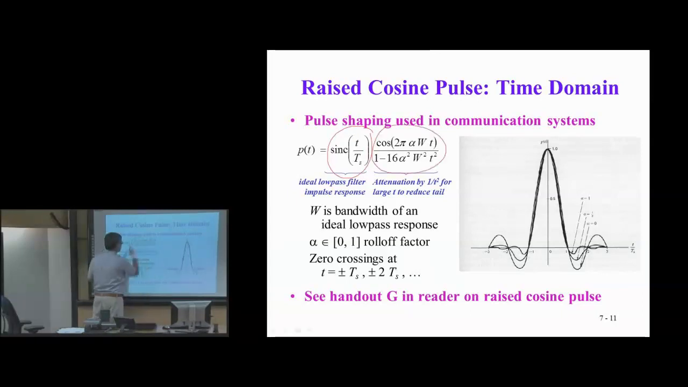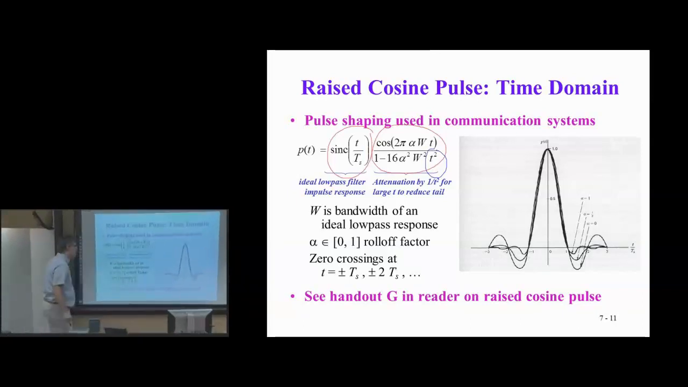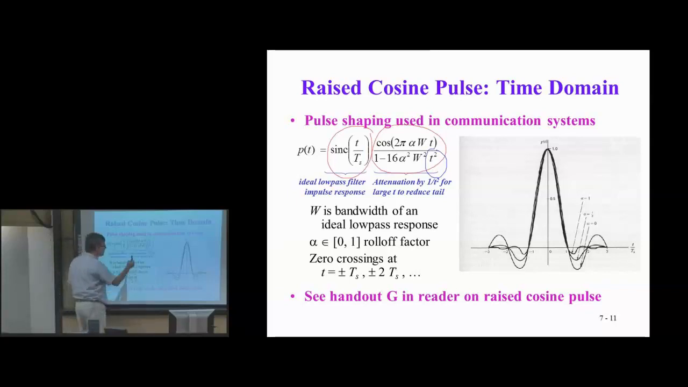And you'll notice in the scaling factor, in the denominator, there's a lot of terms here. So just read it through. I have cosine, so in the numerator, cosine 2 pi alpha, so we have some parameter alpha. Capital W, which was the ideal bandwidth, the bandwidth of the ideal filter, which is half the sampling rate. And little t for time. In the denominator, we have 1 minus 16 alpha squared, W squared, and t squared.